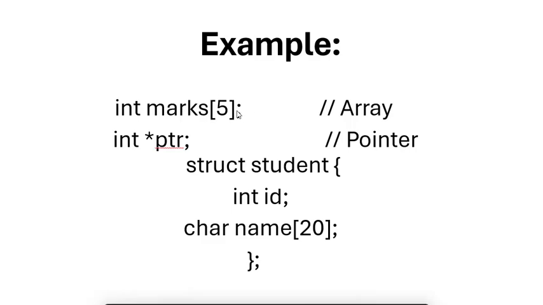In this example we can clearly see that an array is a group of elements. We can see the 5 elements created, that is marks[0], 1, 2, 3 and 4. These are all the 5 elements created in this marks[5], that is the array. And pointer is to store the address of that integer data type. Structure will group the different data types together. Here you can see the int and char, two different data types. It will group the different data types together. This is structure. I think now you are very clear with this example.